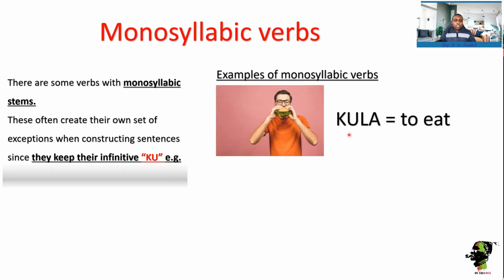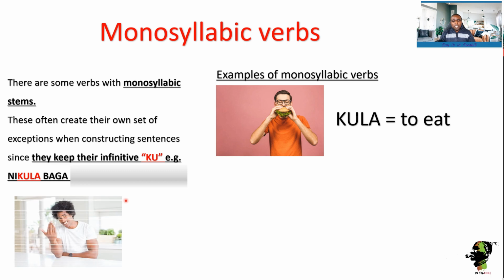If you split this verb into 2, ku-la, ku is the first syllable, and then la is the second syllable. To eat, kula, it has 2 syllables. That's very important, so that's a monosyllabic verb. They keep the infinitive ku, even when you're constructing sentences. For example, I am eating a burger. Ninakula burger. Burger, yeah, that's how we would write it in Kiswahili.